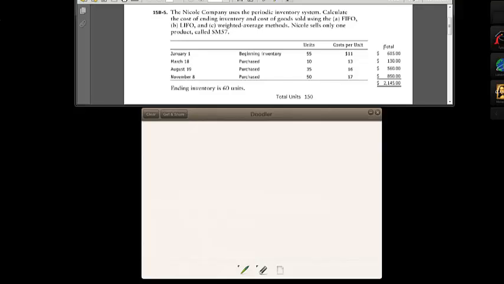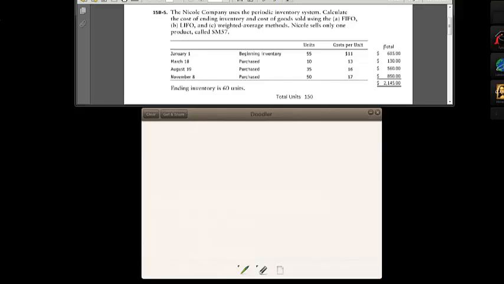15B-5 says the Nicole Company uses the periodic inventory system. Calculate the cost of ending inventory and cost of goods sold using FIFO, LIFO, and weighted average methods. Nicole sells only one product, the SM57. What I've done here is take the information from the textbook, in which they give us the beginning inventory, units and costs per unit, as well as all the purchases, and I've done subtotals on the right hand side, and then a grand total. The grand total is $2,145, and that is the cost of goods available for sale.